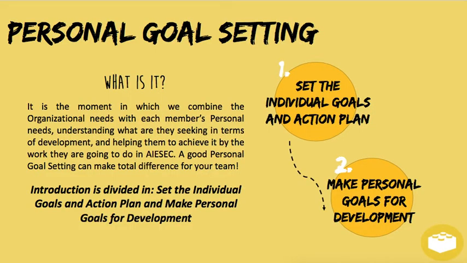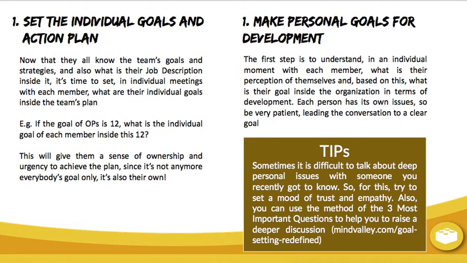Because in the other part, which is personal goal setting, we will set goals for development and for functional work. So we have 2 steps: set the individual goals and action plan, and make personal goals for development. Set the individual goals and action plan are the individual objectives of each member when it comes to work. If I'm a member of IGV sales, what is my individual objective when it comes to work? How many opens do I need to deliver before I end my experience in this team?